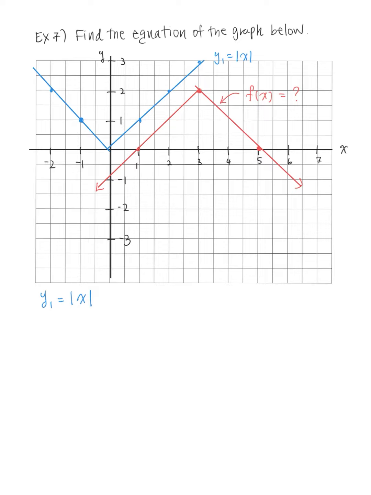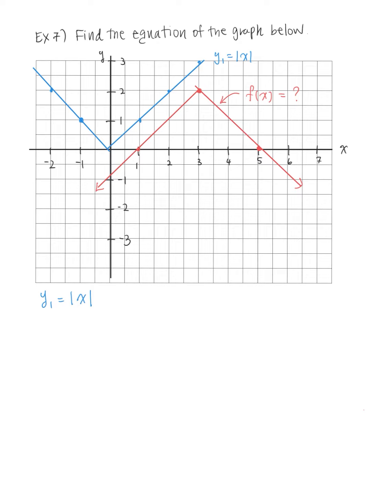So here's the graph of y1, which is equal to absolute value of x. Now what should we do next? Well, notice that if this is the mother graph of absolute value of x, do you see that this graph right here is being flipped over? So let's start out with flipping the mother graph over with respect to the x-axis. So do you remember what to do?